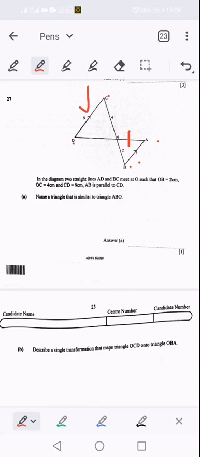Can you just reduce the volume? All right.